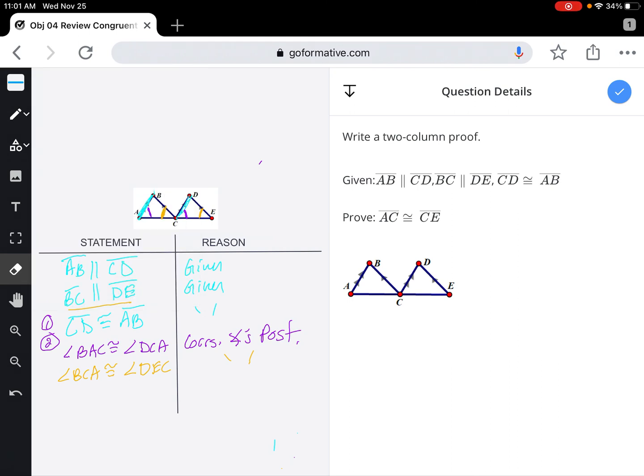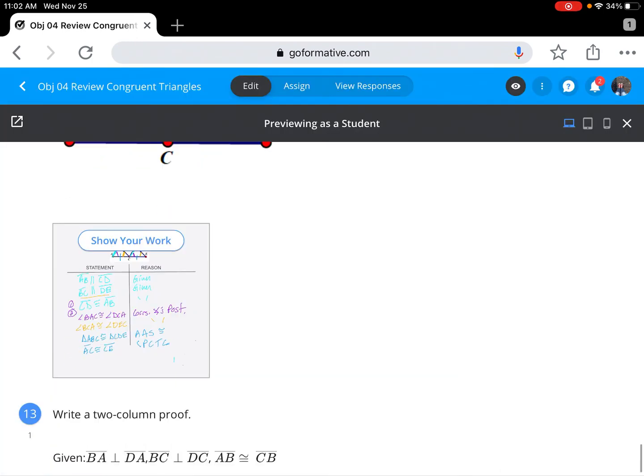Okay. So I know triangle ABC must be congruent to triangle CDE. Okay, and why is that? Well, that's going to be by angle, side congruence. Okay, knowing that, now I have enough information. Well, if those triangles are congruent, all their parts are congruent, so I know that AC must be congruent to CE, because corresponding parts of congruent triangles are congruent.